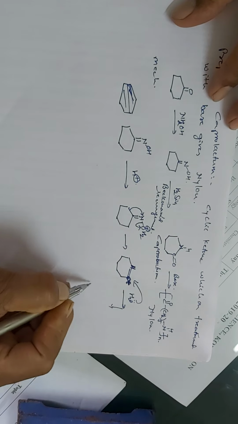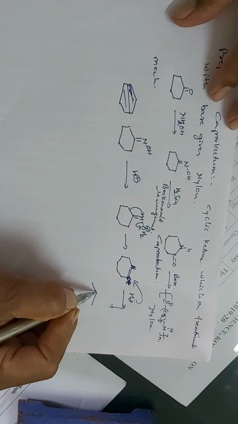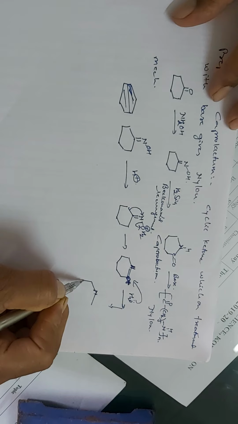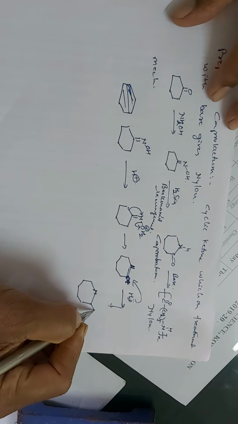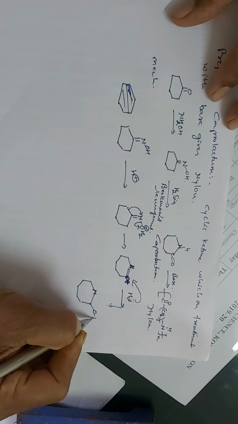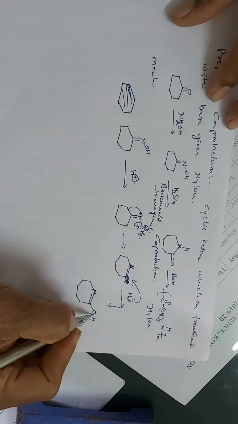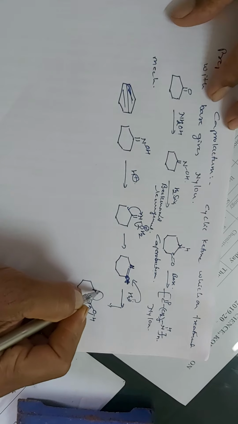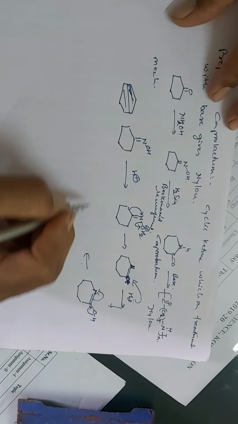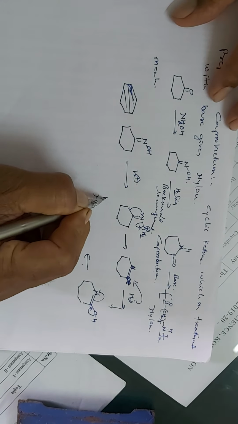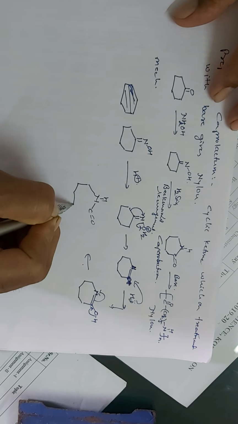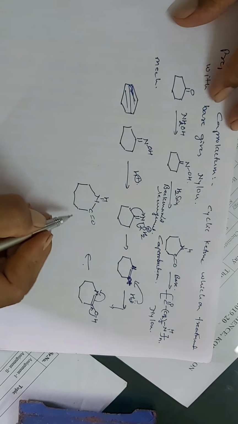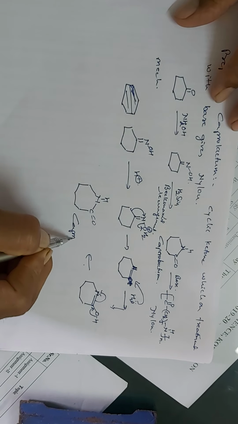Here we will see that this N, here you will get COH, and here this double bond. So this gives the electron pair, and you get the formation of NH C double bond O, and this is your caprolactam.